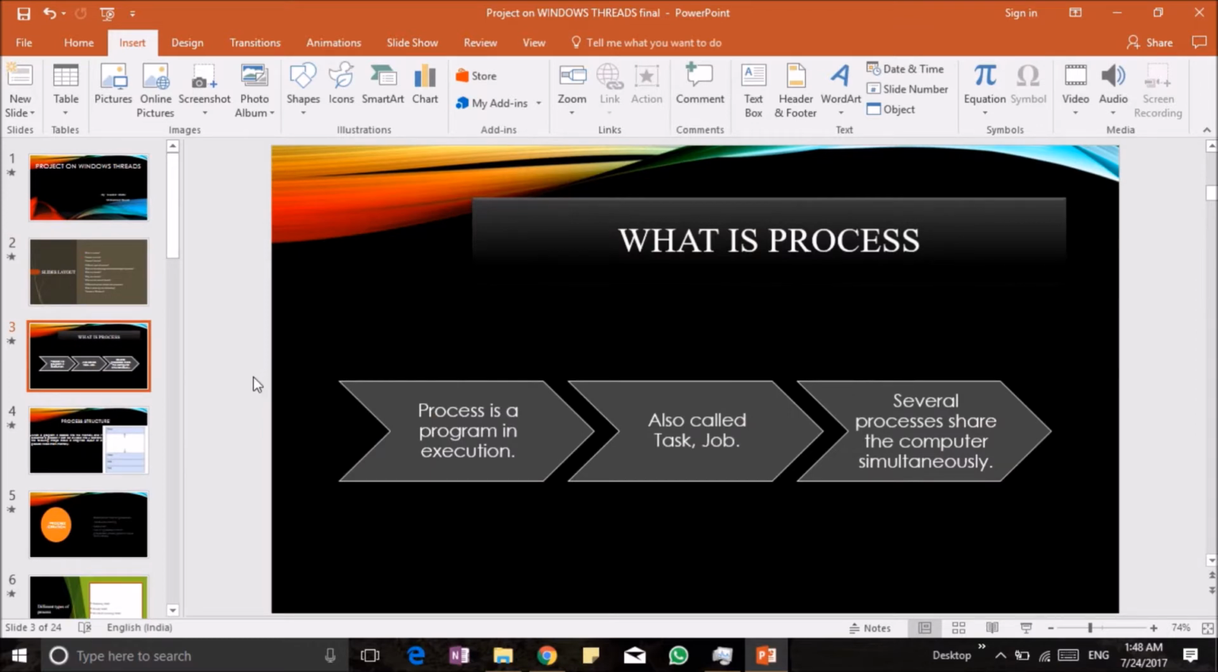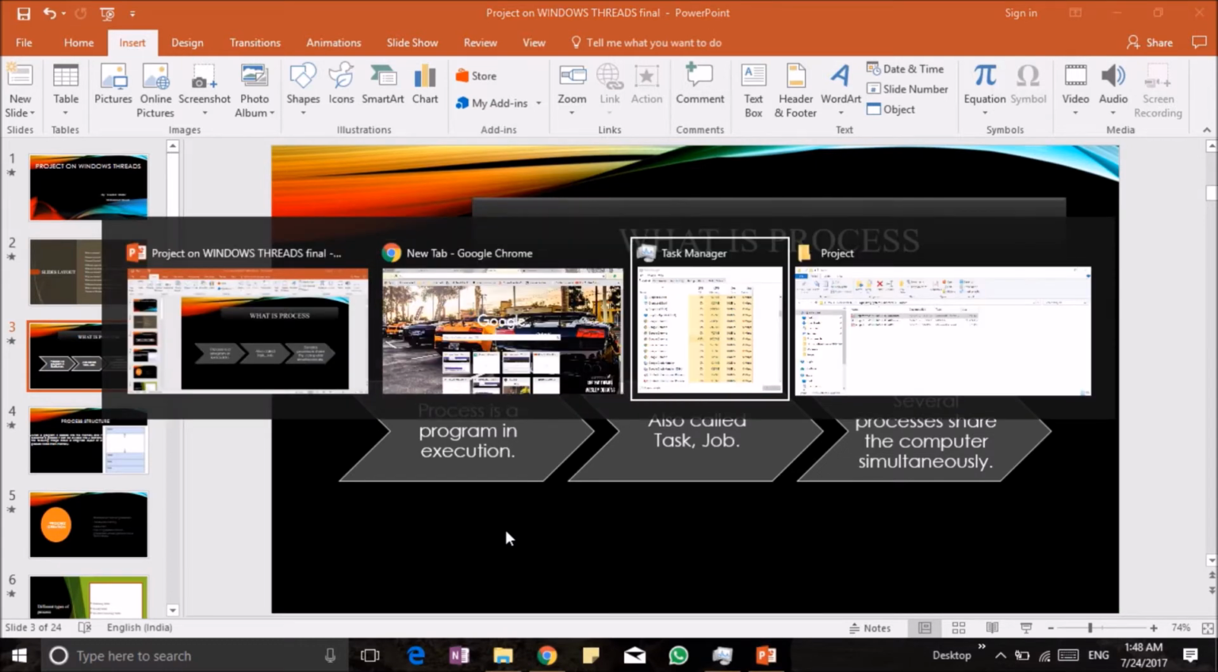A process is nothing but a program in execution. It is also called a task or a job. A process is a program in execution, which I can explain with an example.